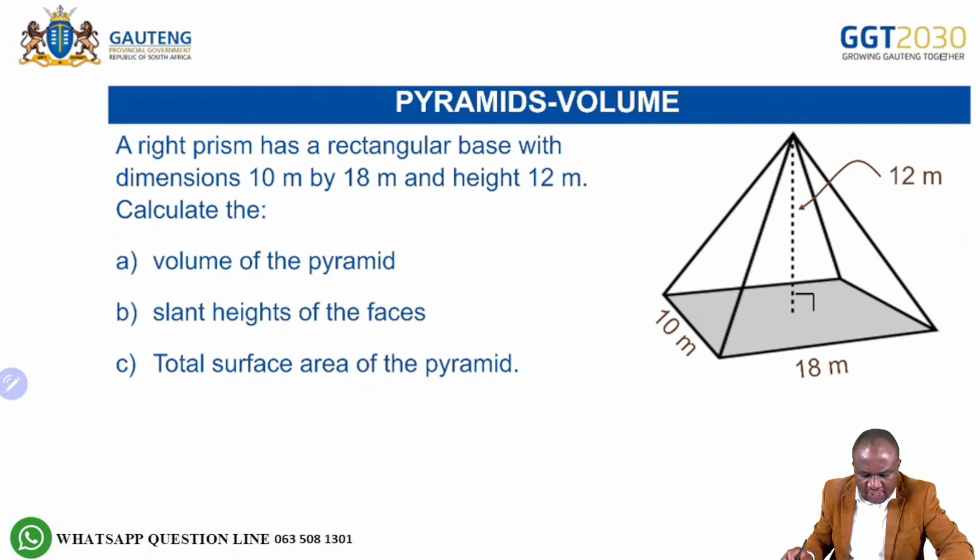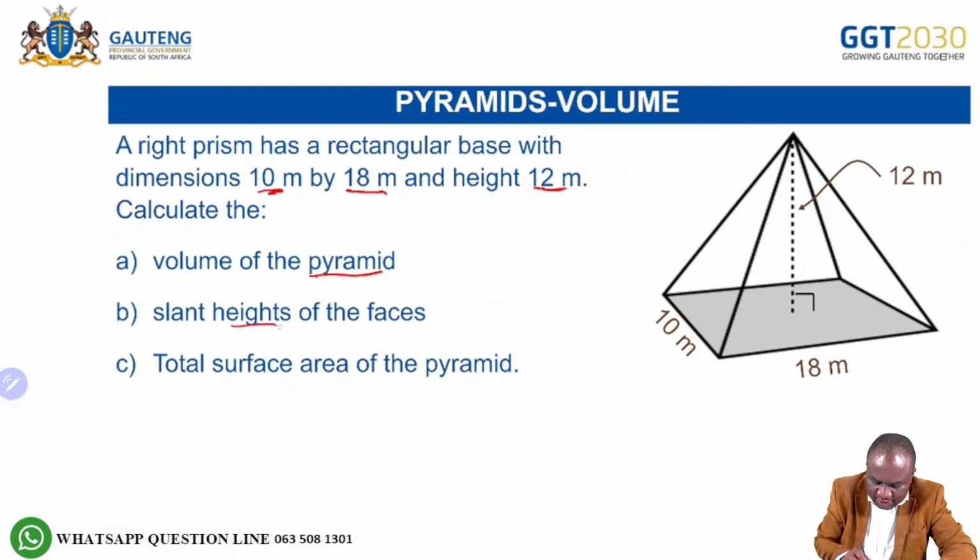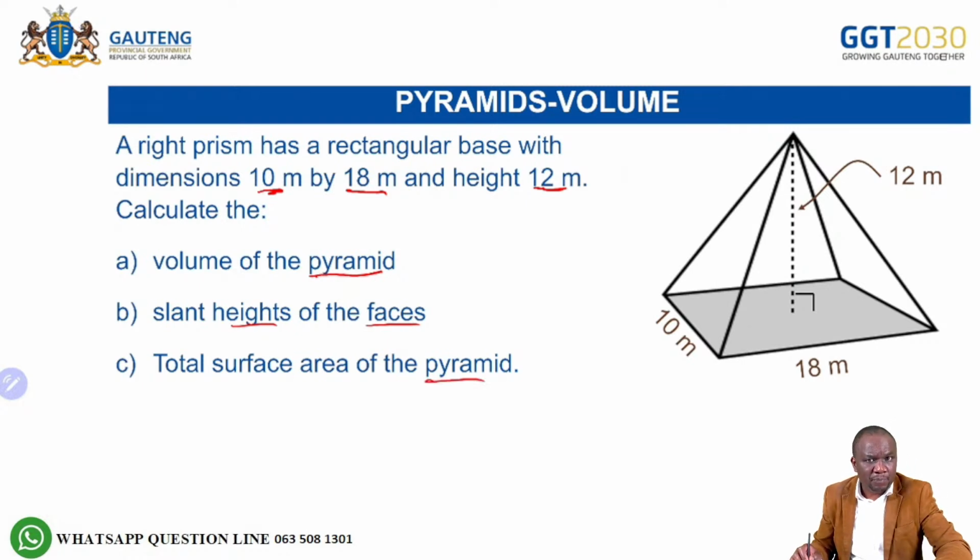A right pyramid has a rectangular base with dimensions of 10 meters by 18 meters, and the height of the prism, the height of the pyramid, sorry, I'm confusing these two, is 12 meters. Calculate the volume of the pyramid, and then the slant height of the faces, and after that the total surface area of the pyramid. Okay, let me explain this.